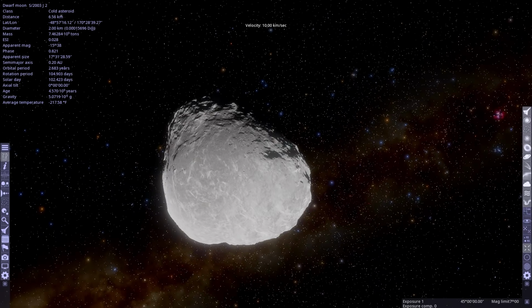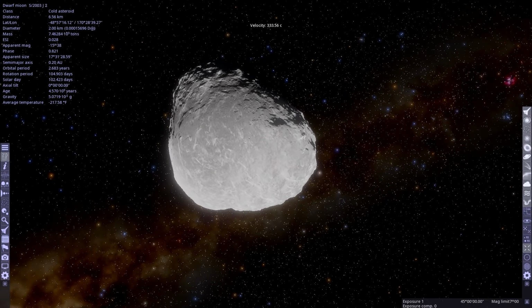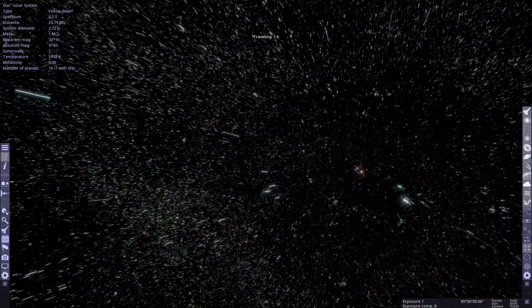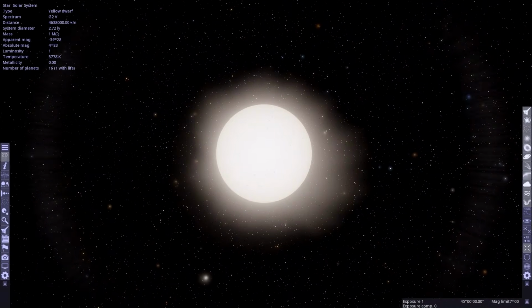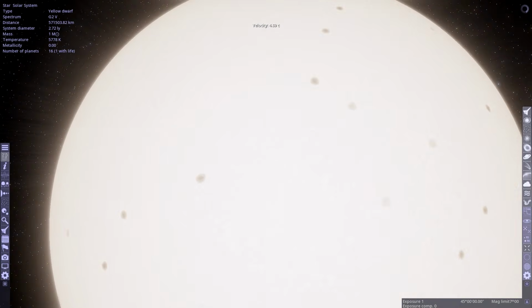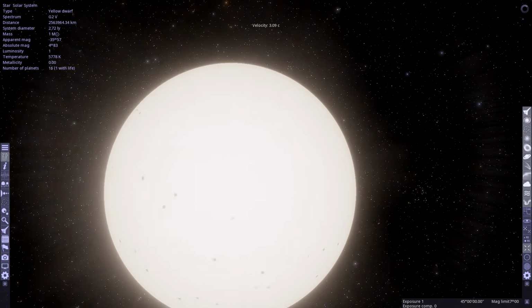So now that we've discovered and landed on it all, let's get back there. Now that we've gone to the smallest object in the solar system, we're now going to go to the biggest object, which is obviously the sun. There's nothing too special about the sun. It's a star. It has these interesting sunspots.